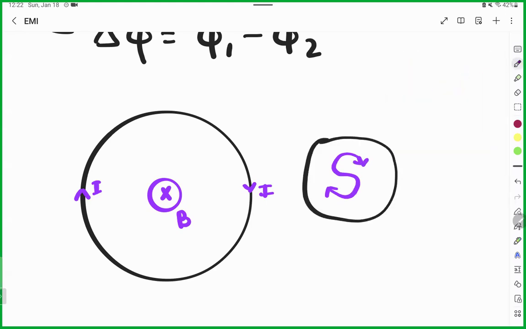See, compare. Here also it is like this. Clockwise, south pole; anti-clockwise, north pole. Any doubt, guys? Anybody?